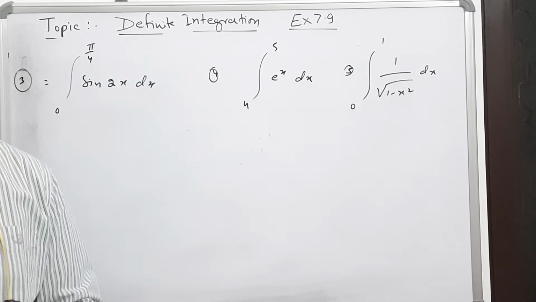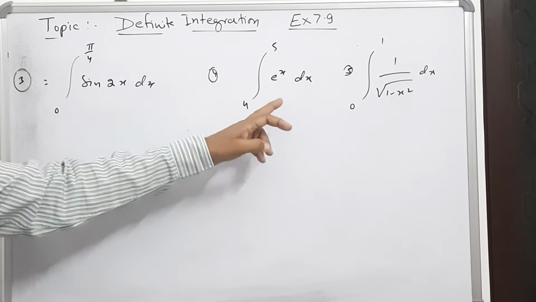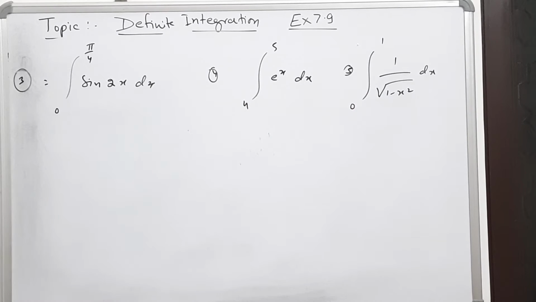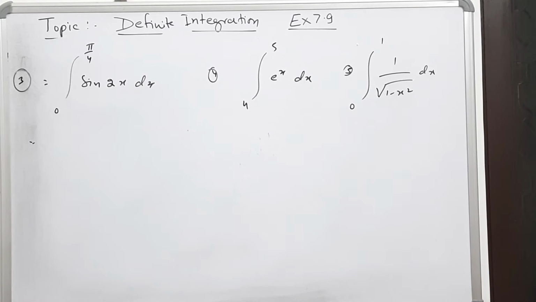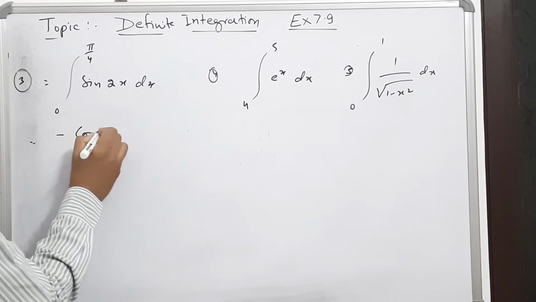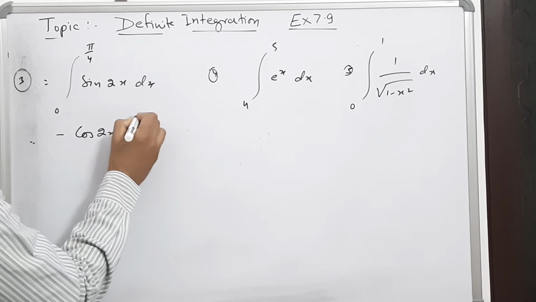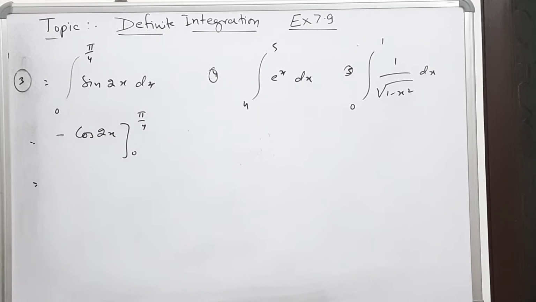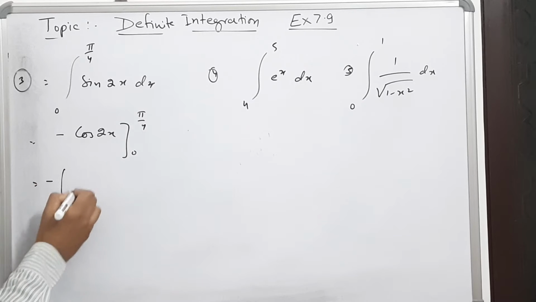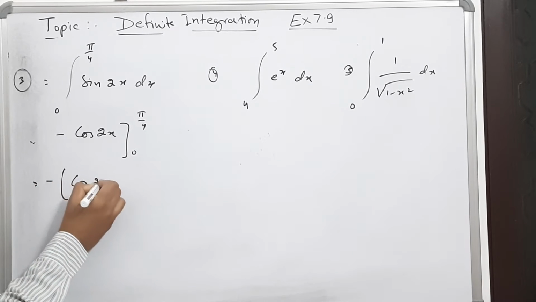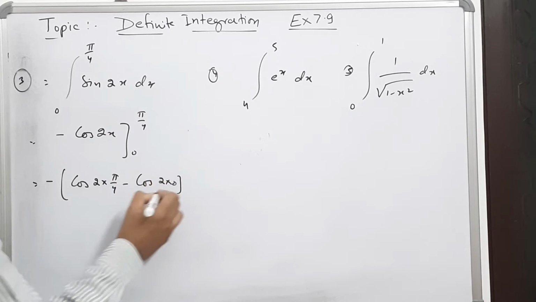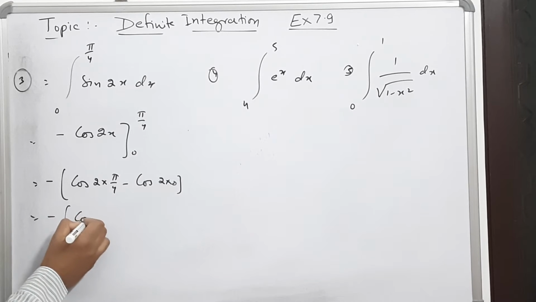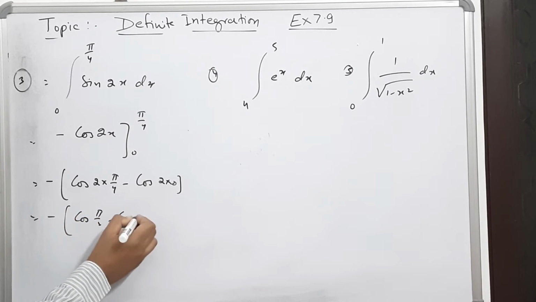Now you see different type of functions. Trigonometrical function, exponential function. This is again the algebraic function. So the first part is the integration of sine 2x. So the integration of sine 2x will be minus cos 2x and the limit is 0 to pi by 4. Now we put the value. So when you put the value, minus cos 2 into pi by 4 minus cos 2 into 0.